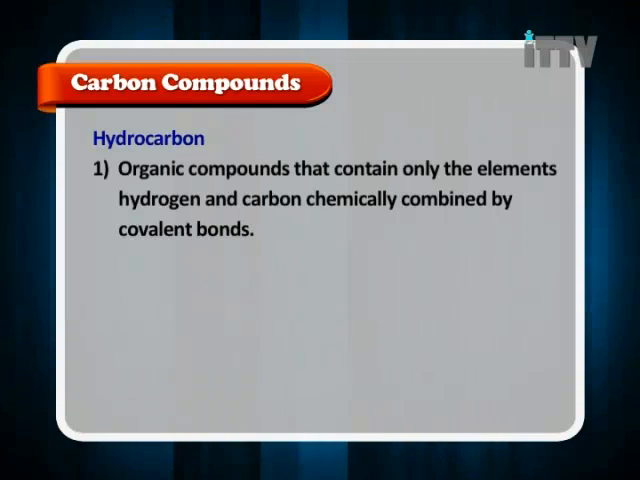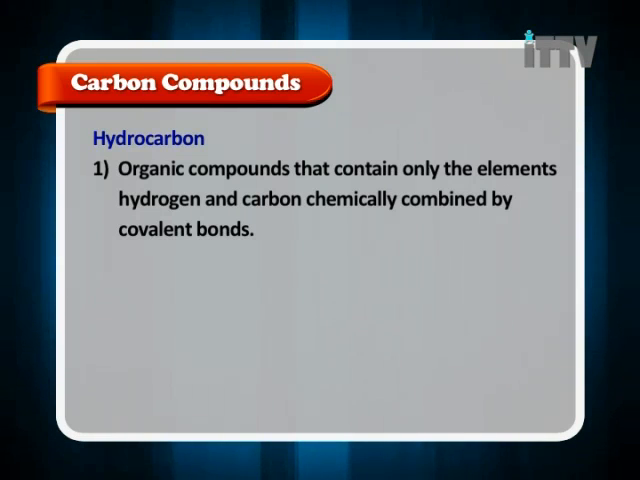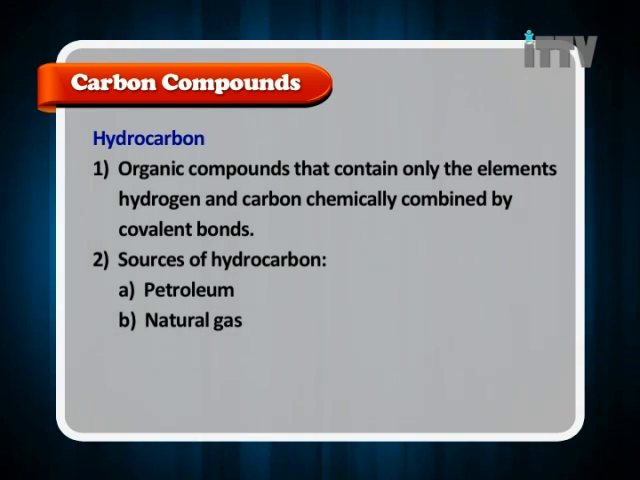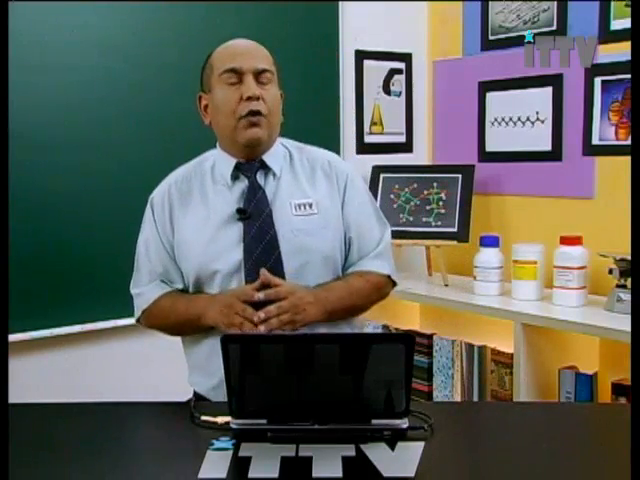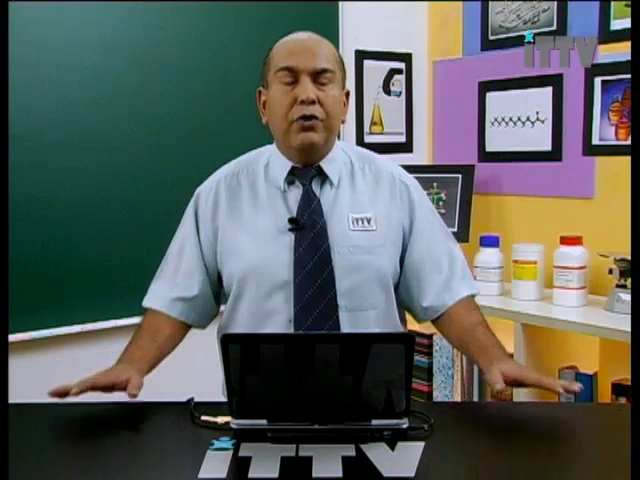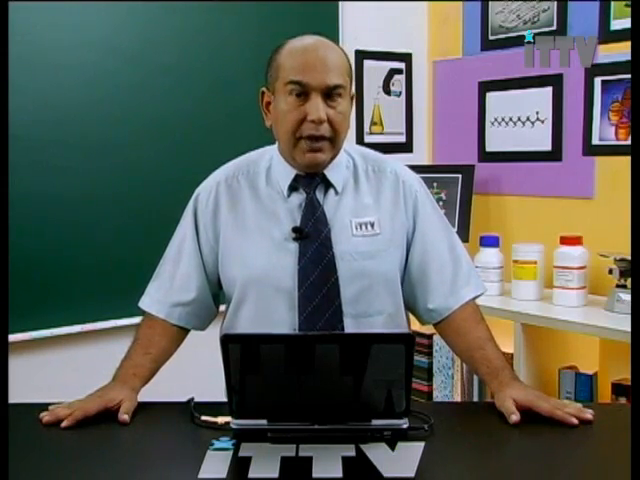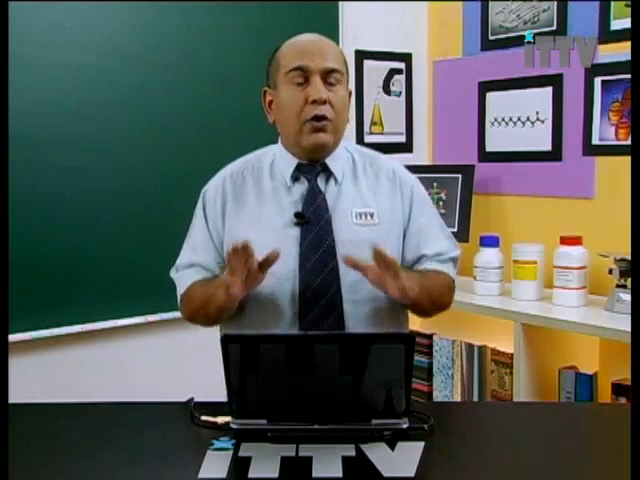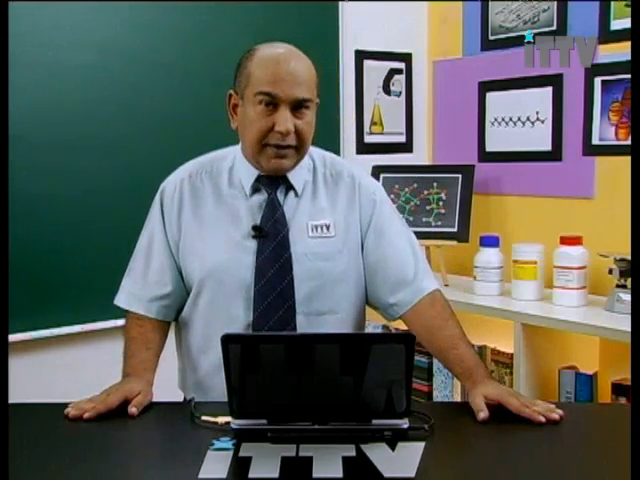Hydrocarbon, organic compounds that contain only the elements hydrogen and carbon chemically combined by covalent bonds. Sources of hydrocarbon: petroleum, natural gas. So the simplest of all the organic carbon compounds are a compound known as hydrocarbons. Hydrocarbons, which come from petroleum and natural gas, only contain carbon and hydrogen inside them.